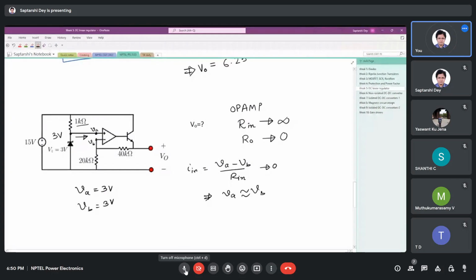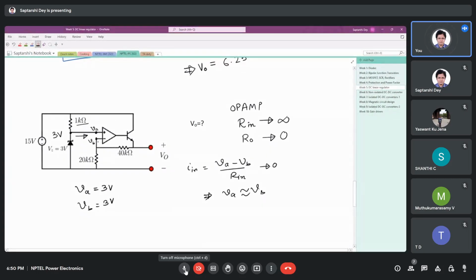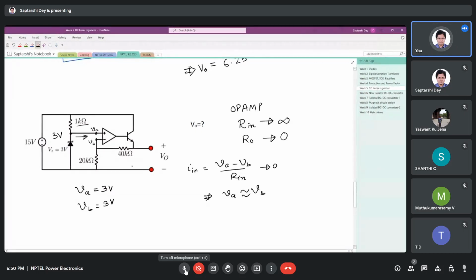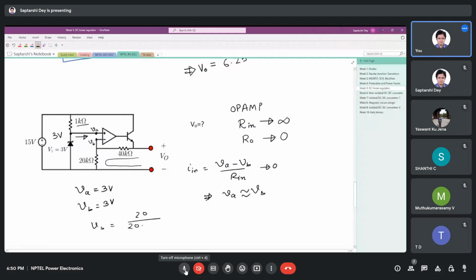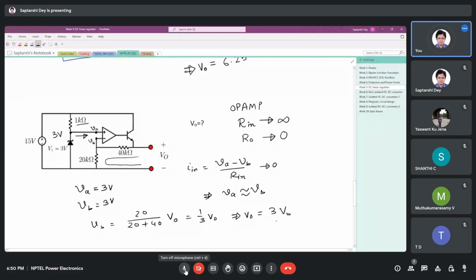Now you see, how is VB derived here? VB is derived as a potential divider circuit. Look at this loop. So VB, we can say 20 by 20 plus 40 VO, that is 2 by 6, 1/3 VO. So what is VO? VO is 3 times VB, which is 9 volt.